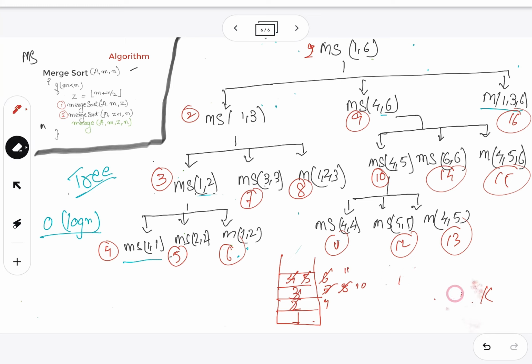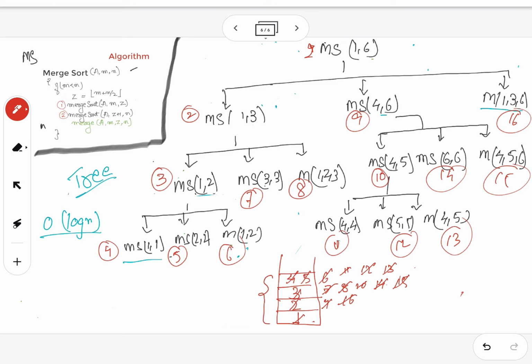Then at 11 the stack holds 1, 9, 10, 11. Then after 11 we push 12. After we complete 12, we push 13. When we complete 13, we pop it out, and at 10 we now push 14. When 14 is completed, we push 15. When 15 is completed, we come out, and now at 9 we push 16. After 16 is completed, we come out to 1, and 1 gets completed. So at any point of time we require only this amount of space.